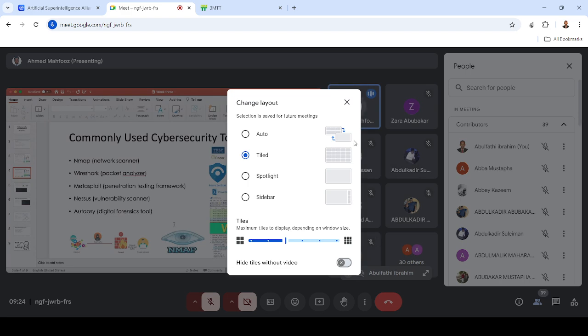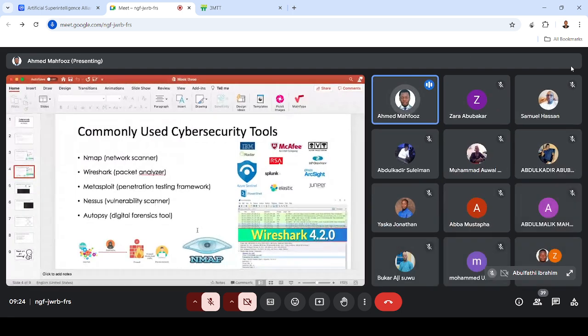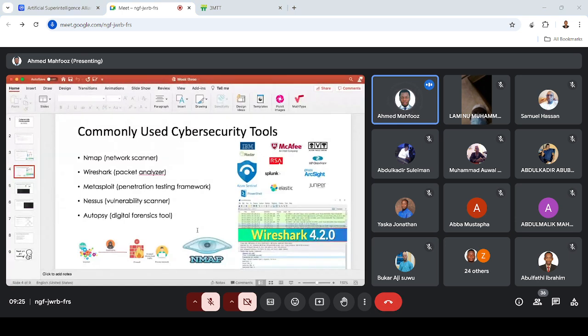Then we have also Nessus. Nessus is used as a vulnerability scanner, just to scan for any potential threat that may come to attack your network. Then we have Autopsy. Autopsy is mostly used for digital forensics, in order to review and see what happened, how it happened, when it happened, and so on.